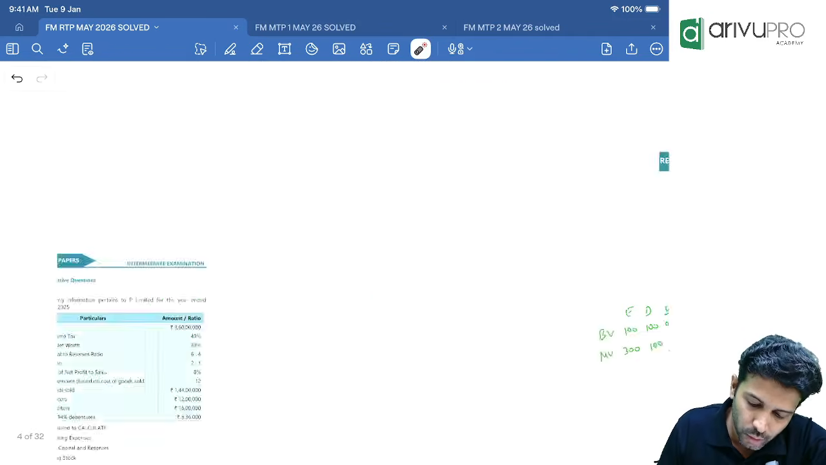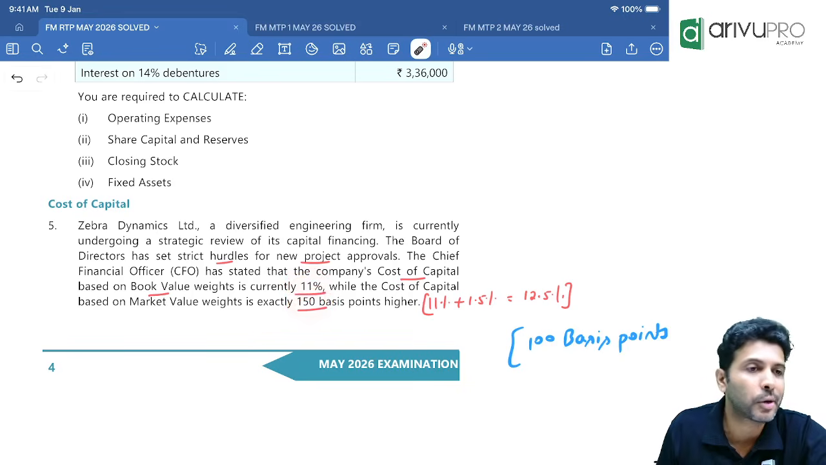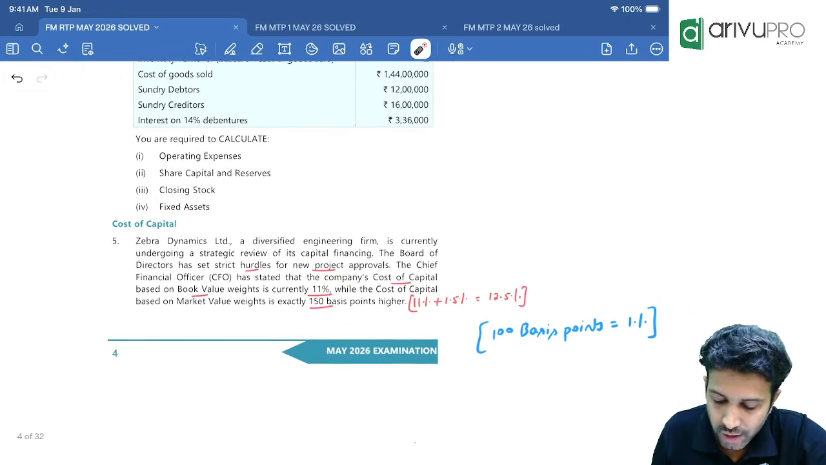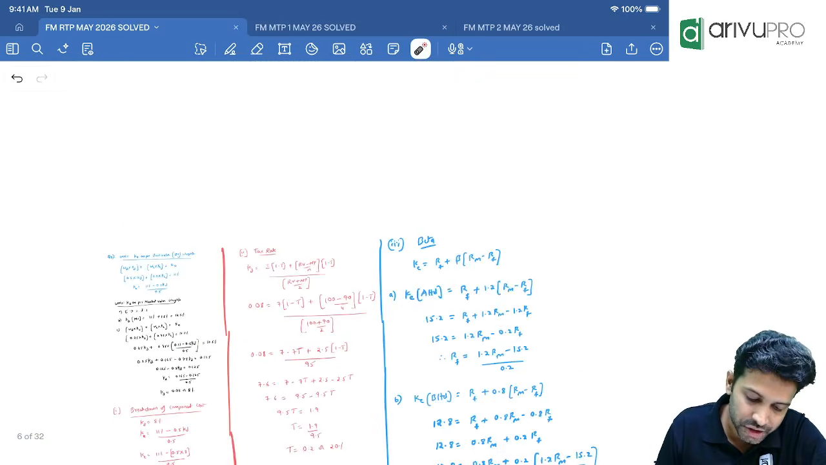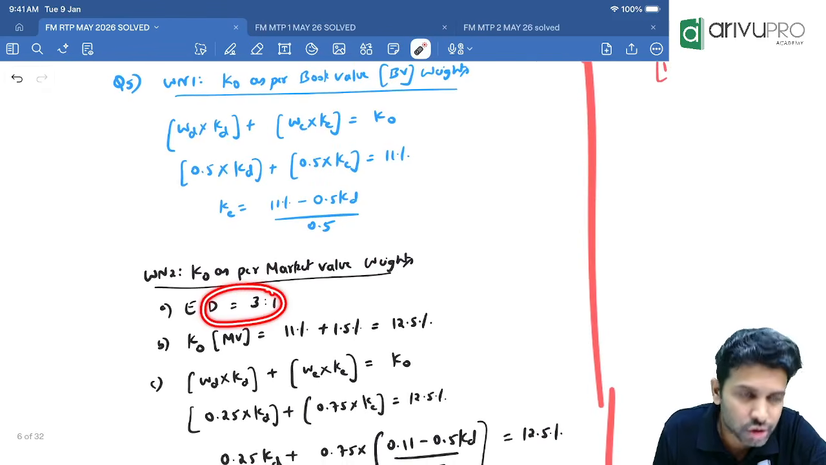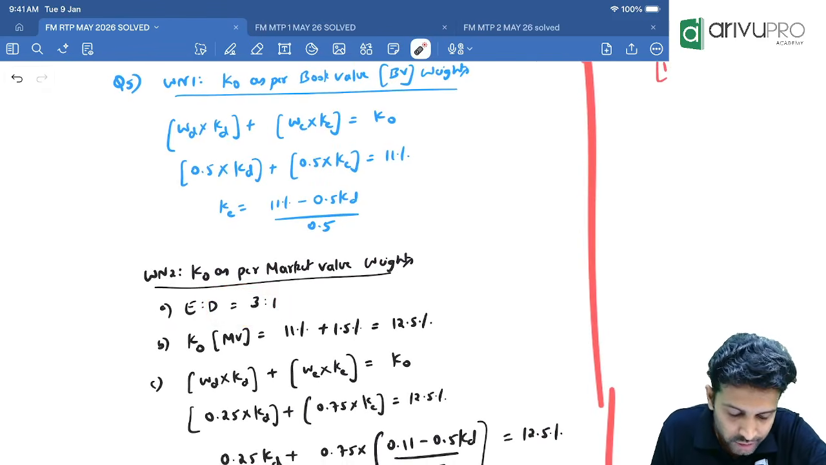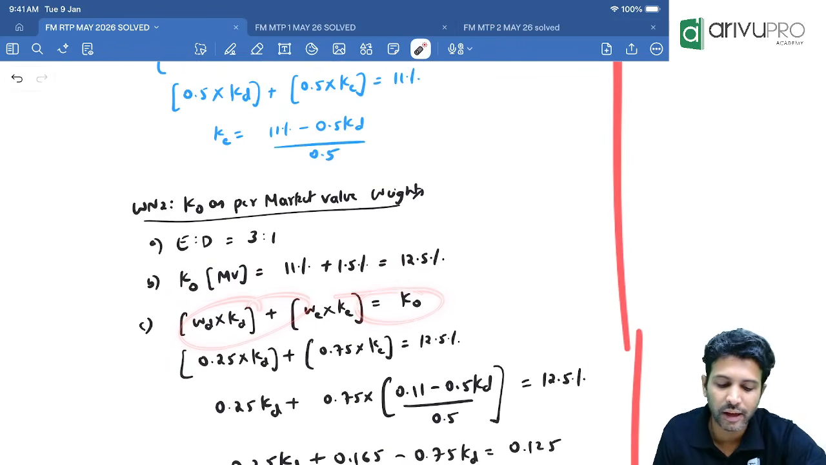And do you know KO as per market value? Yes, KO as per market value is 150 basis points higher. So what is KO as per market value? 12.5. So find another equation again. Same KO as per market value. What will be the equity and debt ratio? 3 is to 1. So therefore, same equation. KO we already know based on market value, 12.5. Construct this, your way to get KO.